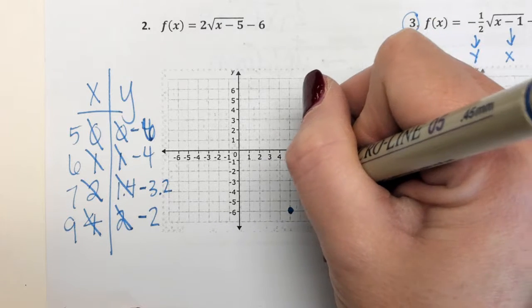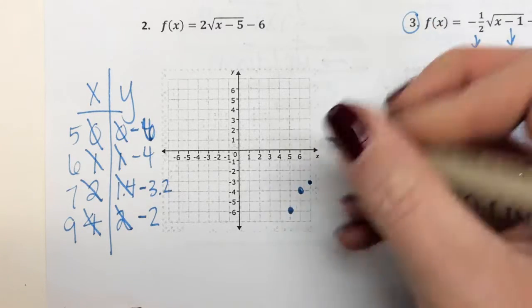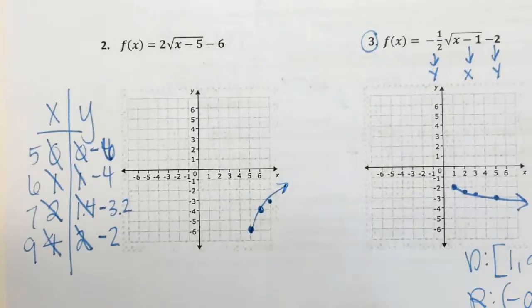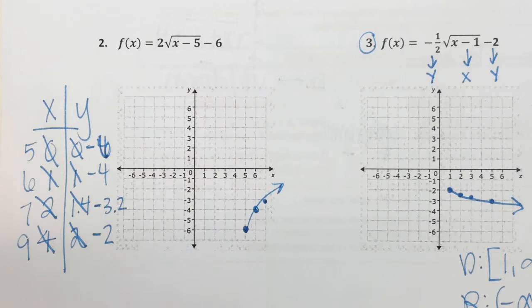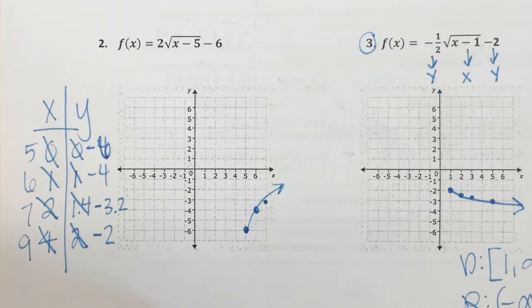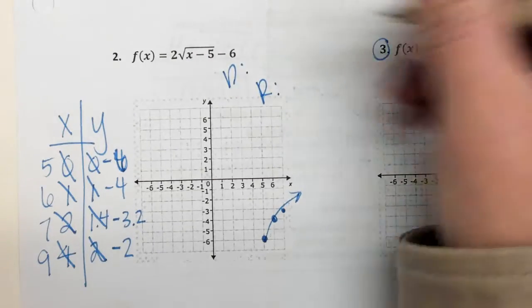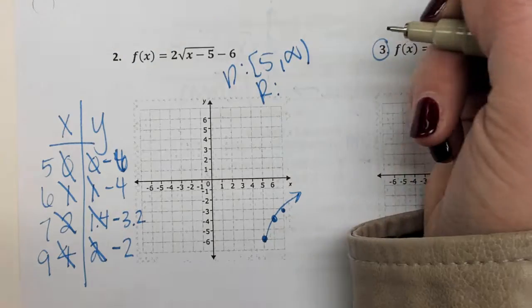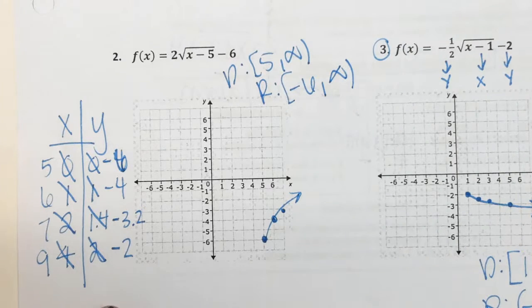6, 6, -4. Alright, this one looks a little different than the ones we've been doing. How does this one look different than the ones we've been doing? Yeah, it's steeper. And what makes it steeper? The 2. Very good. Alright, who did I leave off with? Who said the last one? Okay. William, tell me what you got for your domain on this one. And Taryn, your range? Y'all agree? Very good.